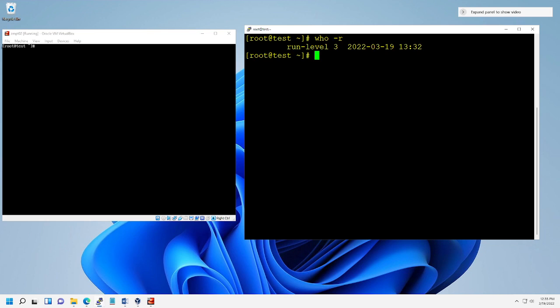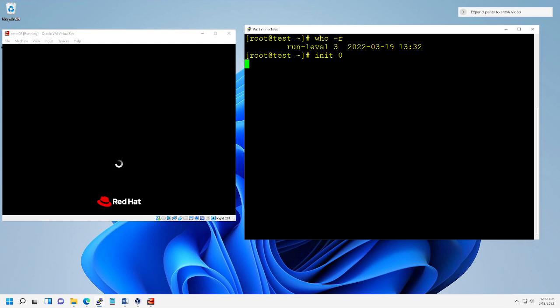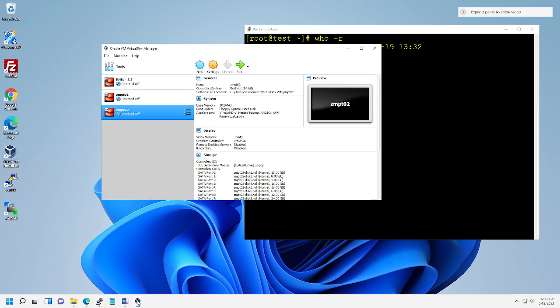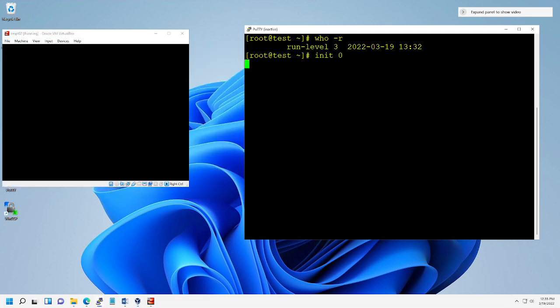So if I do init 0, don't ever do this here. This will shut the system down. If you see on the left side of your screen, the system is going down. Even for a development box, don't shut down the system. It's a very bad idea. Do the reboot, okay? And now I'm physically restarting the system.